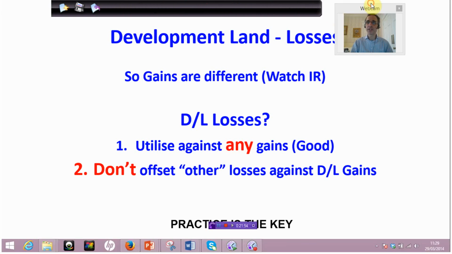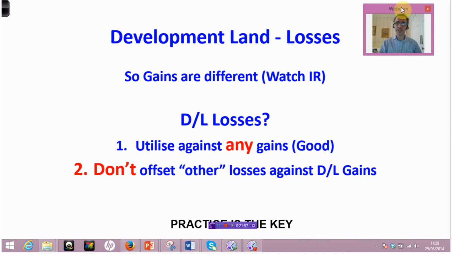Really, all that we're saying is that, aside from this issue of the indexation relief being slightly messy, if you have an asset that is defined as development land, then you need to be careful about how you utilize losses associated with disposals of that development land. Okay, and all that you do is you simply say that if you have a development land loss, you can certainly put that into your normal pot. In other words, you can use that loss against any gain.